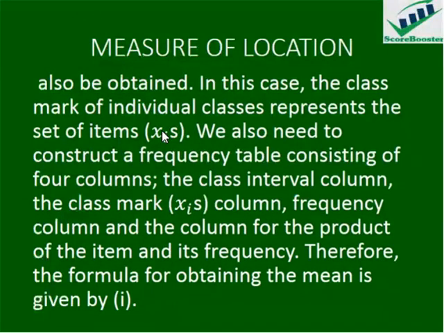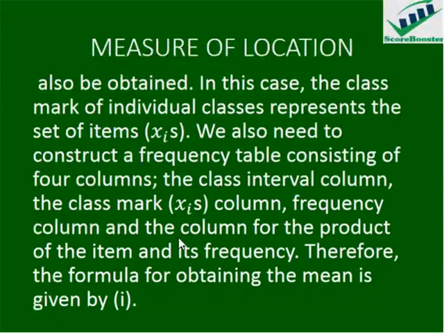So here we also construct a frequency table, but that frequency table will consist of 4 columns. The first one is the class interval column, which you all know how to obtain. To obtain the class interval of a group of data, you first obtain the range, that is the highest data minus the lowest data, and then to find the class width, that is the number of items that will be contained in a particular class interval, you divide the range by the number of intervals you want to have.